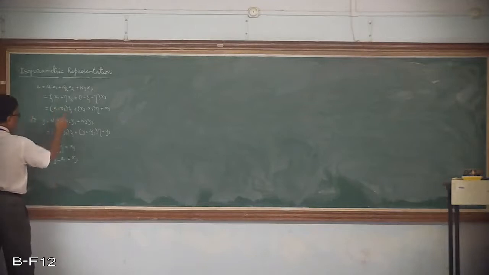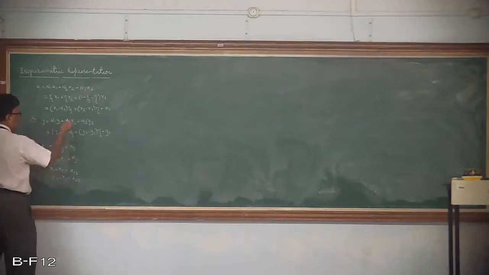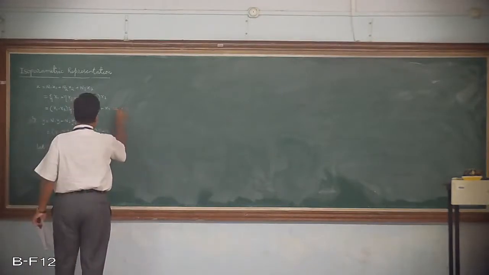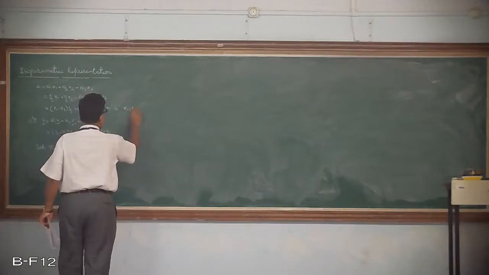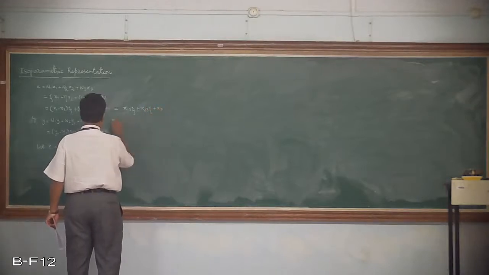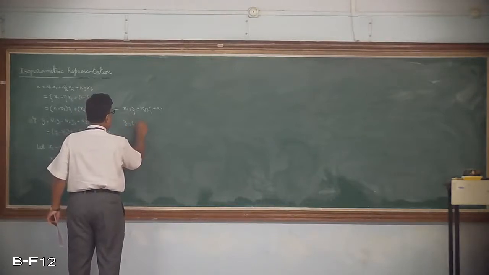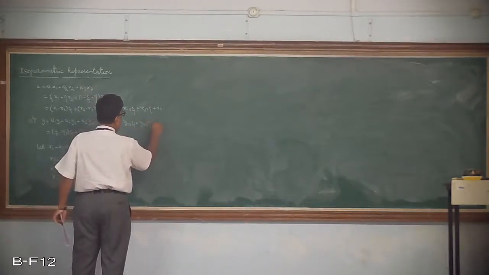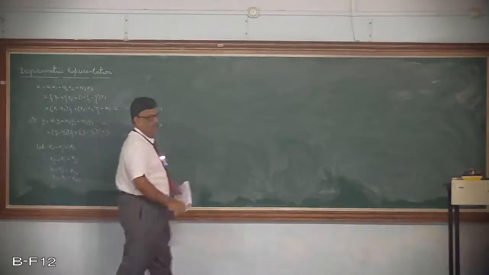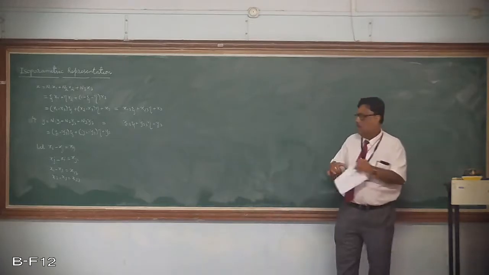For example, x1 minus x3, I would like to write as x13. Similarly, x2 minus x3, I will write as x23, and the same for y. So therefore, this can be written as x13 zeta plus x23 eta plus x3, and y13 zeta plus y23 eta plus y3. This is the way you can express it, and with the help of this, I can find out the remaining things.